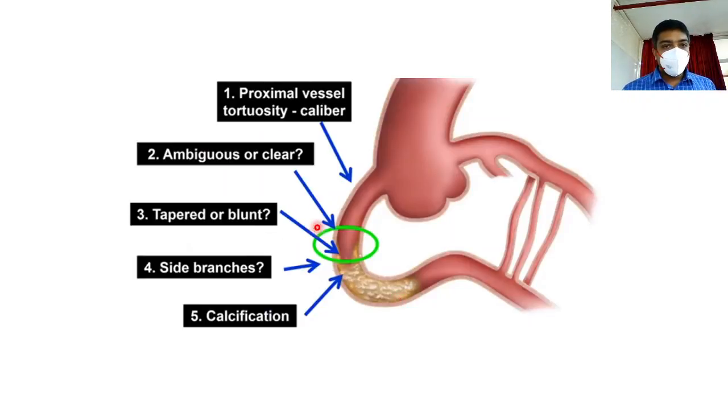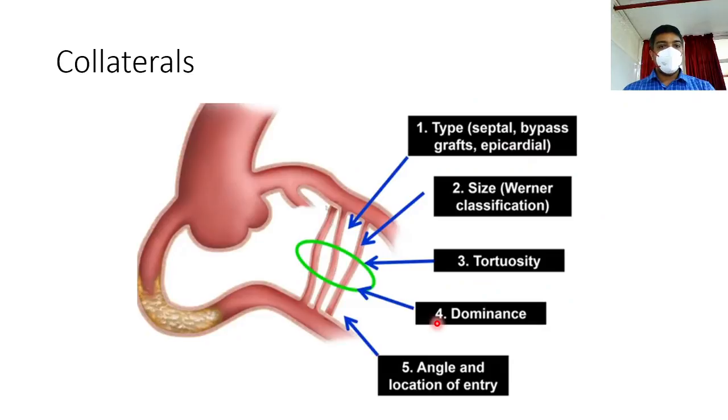So the same thing I told, another picture: proximal cap, whether it's ambiguous or clear, tapered or blunt, side branches are there, and calcification. This is a collateral thing. So collaterals we have to assess properly, whether it is, which is the collateral that is supplying.